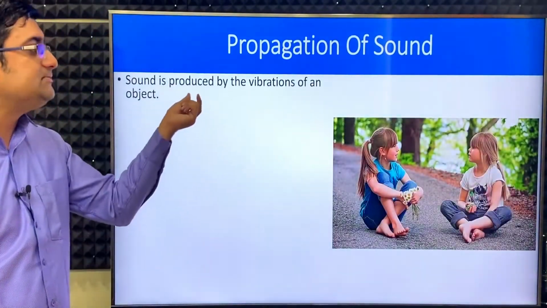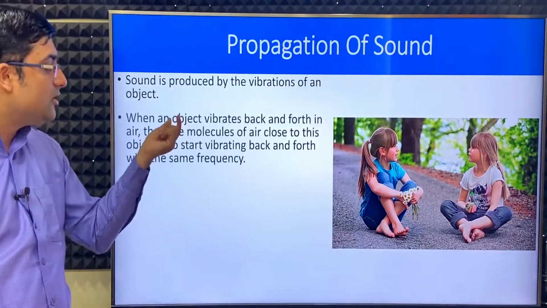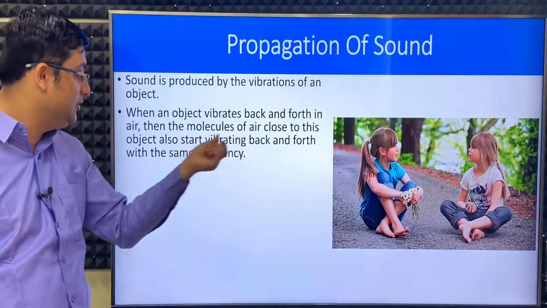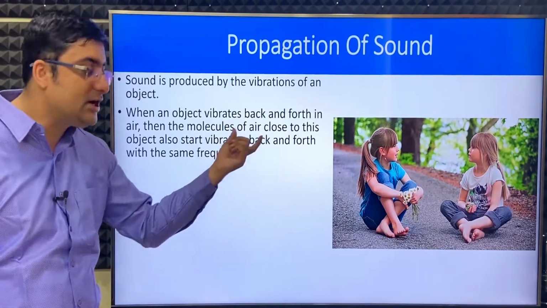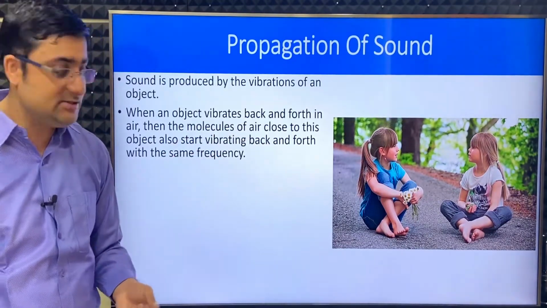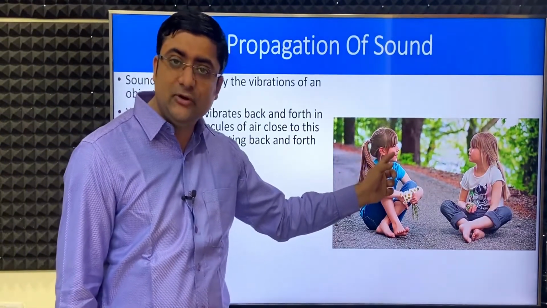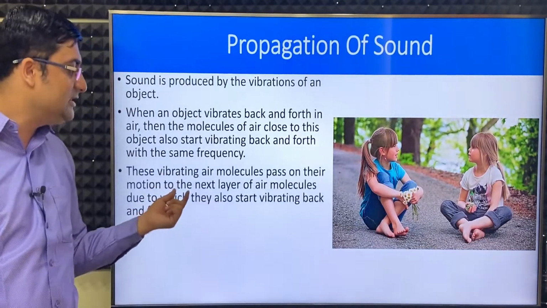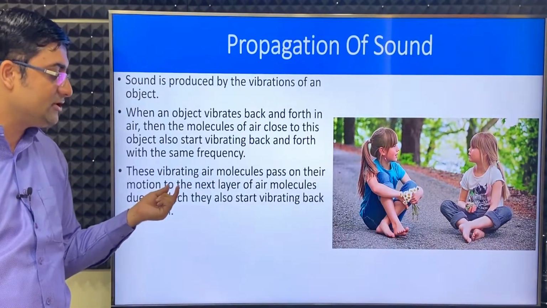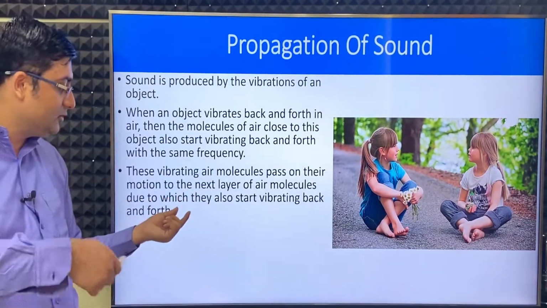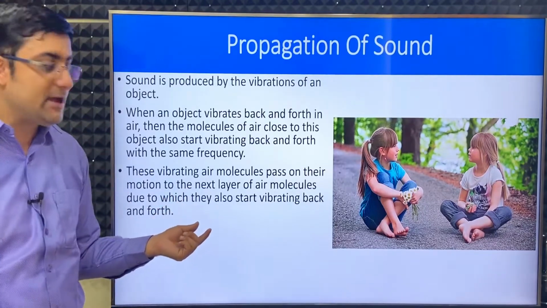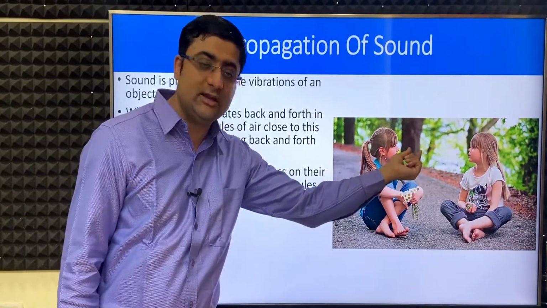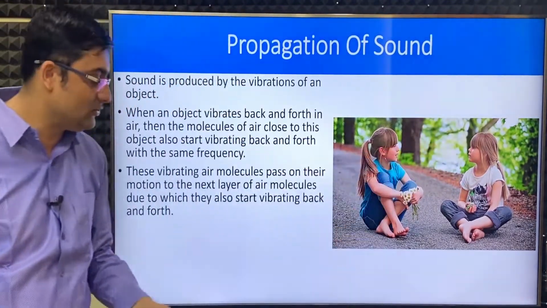So see, sound is produced by the vibrations of an object. When an object vibrates back and forth in air, then the molecules of air close to this object also start vibrating back and forth with the same frequency. So as she's speaking, she's producing a vibration. This will vibrate the air molecules over here. These vibrating air molecules pass on their motion to the next layer of air molecules, due to which they also start vibrating back and forth. So once these molecules start vibrating, they'll pass on the vibration to the next layer, and so on.